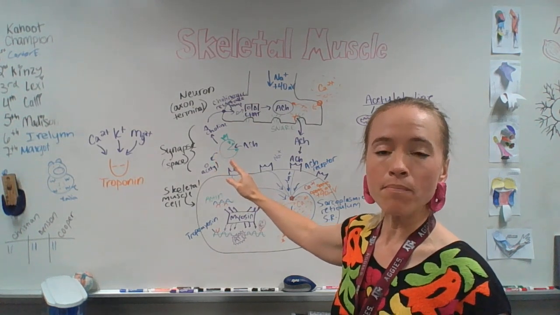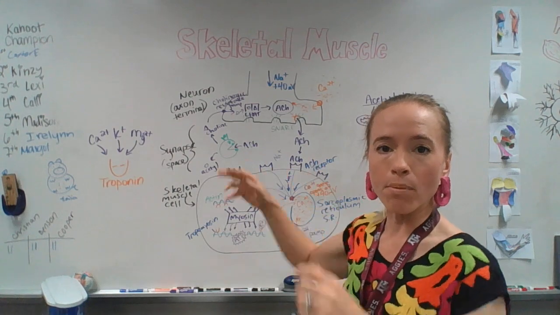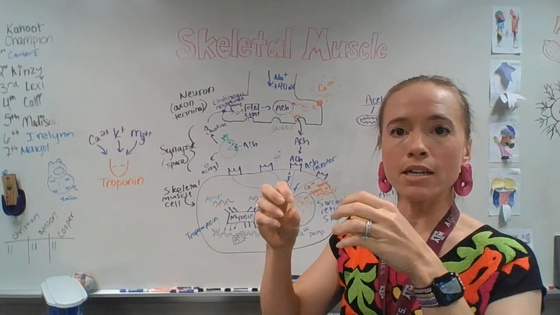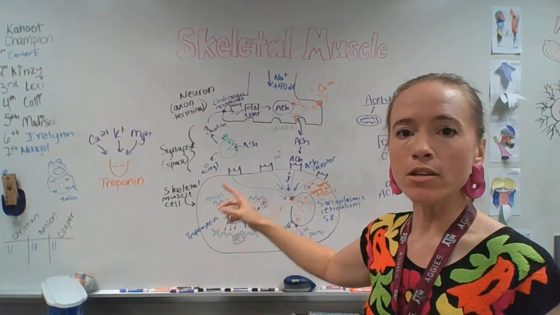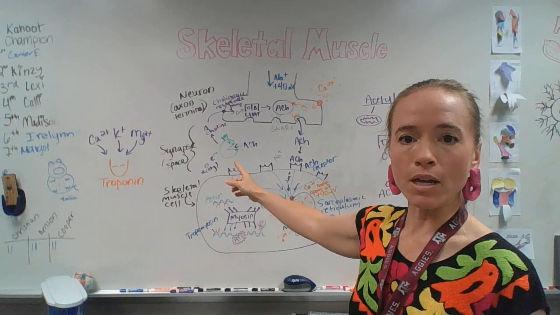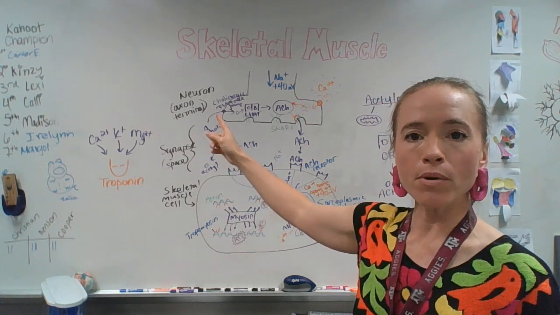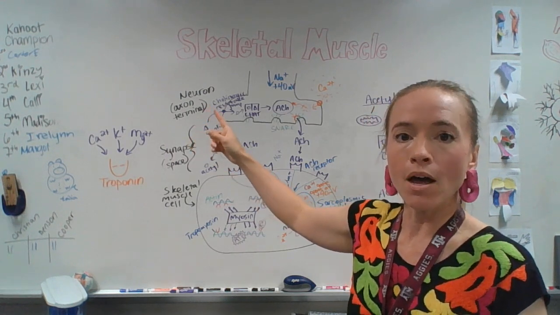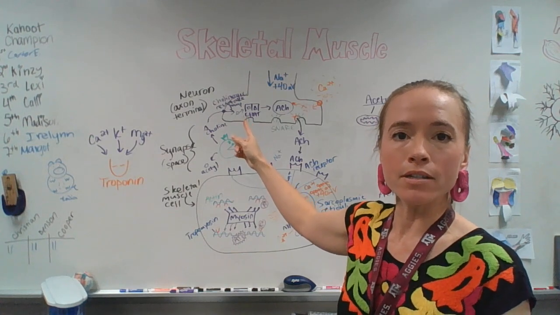acetylcholinesterase is an enzyme that's going to come through the synapse and is going to break apart all the acetyl and choline so that the acetylcholine doesn't continue to stimulate the muscle cell. And the acetyl is going to get recycled, so is the choline. And the choline goes through a pump called the choline or cholinergic reuptake pump on the neuron to go back and be made into more acetylcholine.